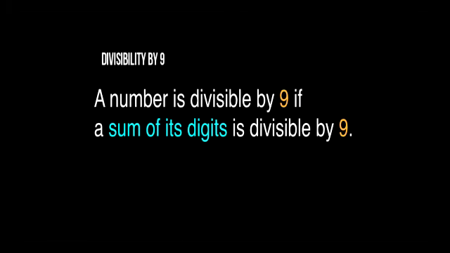Next is divisibility by 9. A number is divisible by 9 if the sum of its digits is divisible by 9. So it has a very similar process with 3. So let's go to the examples.